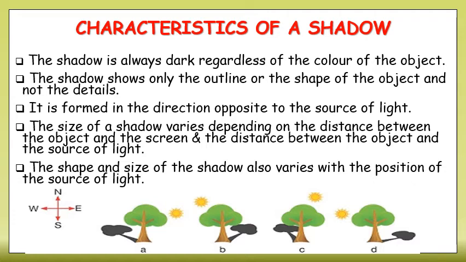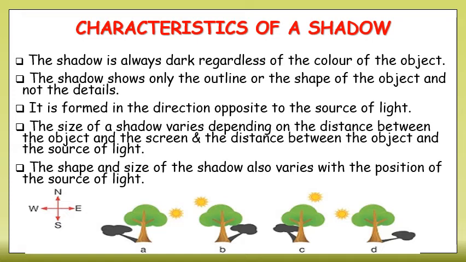Now the next is, it is formed in the direction opposite to the source of light. This you can also see in the given picture, that the shadow of the tree is formed in the direction opposite to the sun. So you can say that the shadow is formed in the direction opposite to the light source.